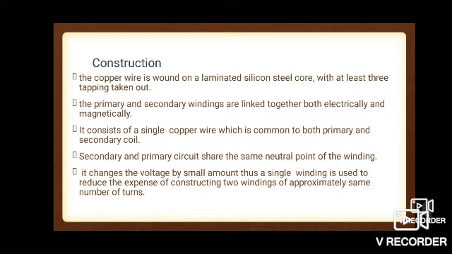It changes the voltage by a small amount, thus a single winding is used to reduce the expense of constructing two windings of approximately same number of turns. So it is very economical.